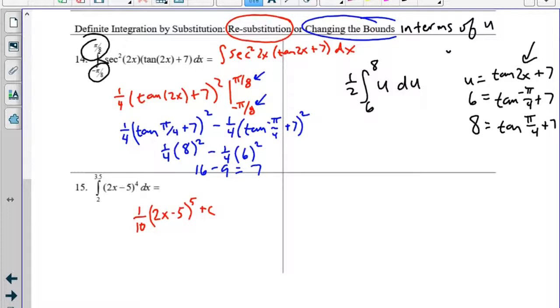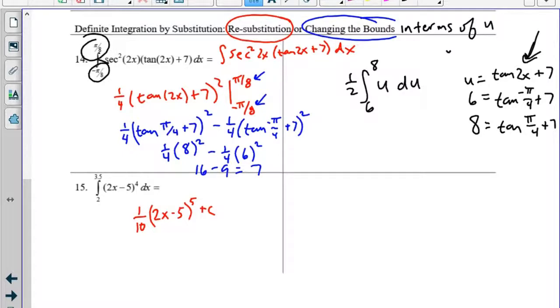Essentially, these two things do the same thing. One is taking the negative pi over 8 and pi over 8 and substituting them in at the beginning. The other one is taking the negative pi over 8 and pi over 8 and substituting them in at the end. Sometimes there's a multiple choice question on the AP test where, with your u substitution, they ask you to change the bounds. But other times you can just choose which method you like best.